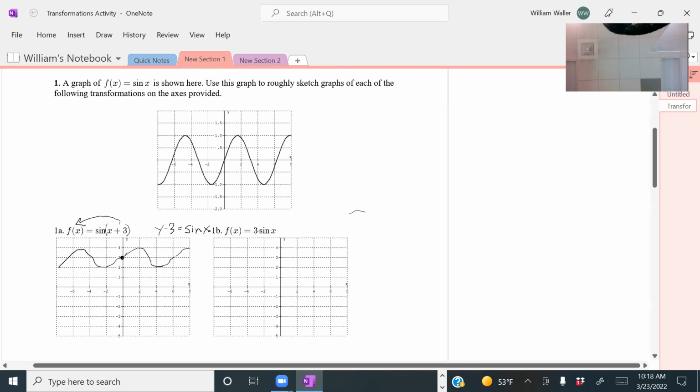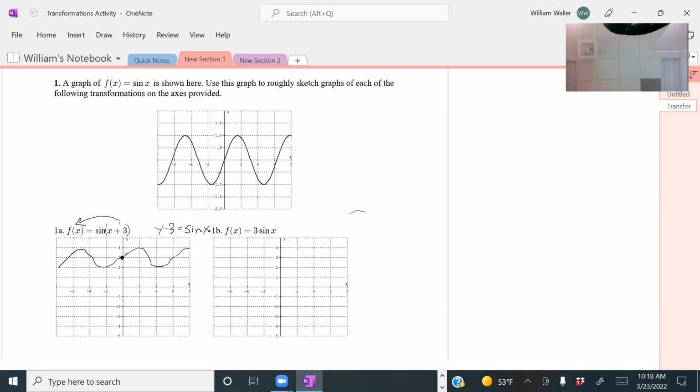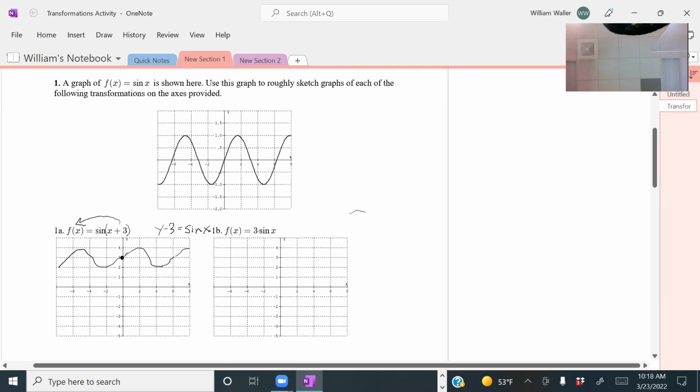All right, so what about 3 sine of x? So what effect does that have? That's a vertical stretch, right? In effect, you're just stretching that graph by a factor of 3, right? So instead of it going up to 1 on the y-axis, this curve is going to go up to 3 on the y-axis, right? But it's not going to get shifted, so the intercepts are going to stay in the same position, but it's going to go up to 3 and down to -3 like this, right?